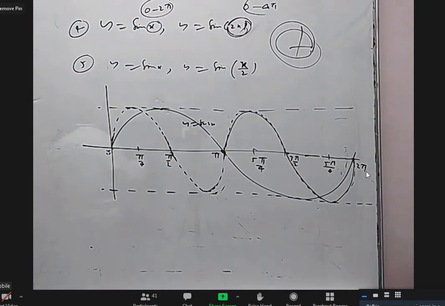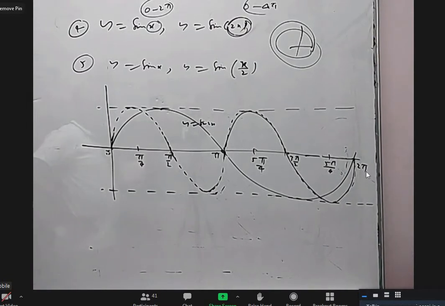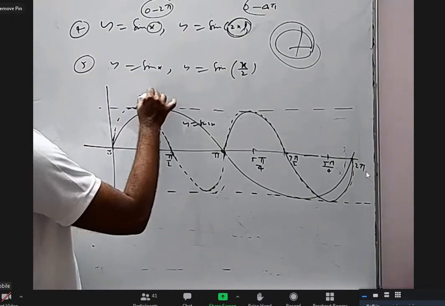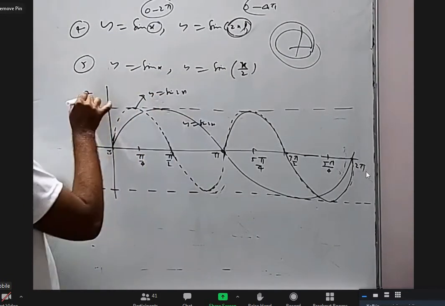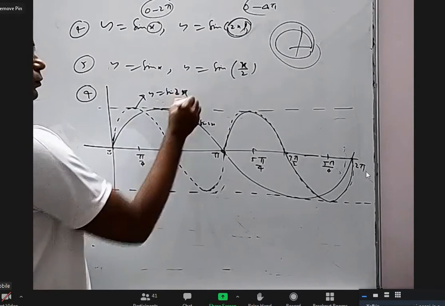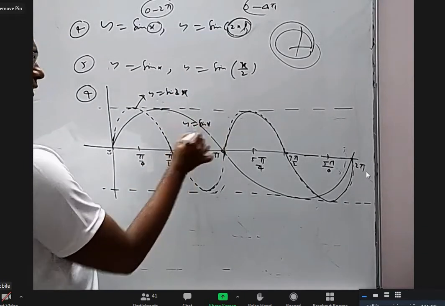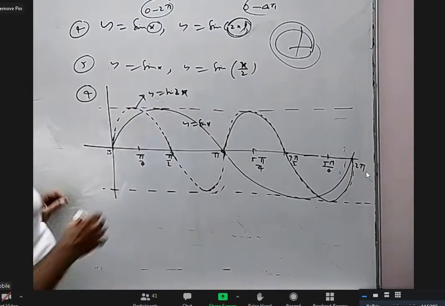Sir, is the graph sine x by 2 or sine 2x? What I have done is sine 2x, not x. Yes, this is y equals sine 2x. This is the fourth graph. This is sine x, and this dotted one is sine 2x.